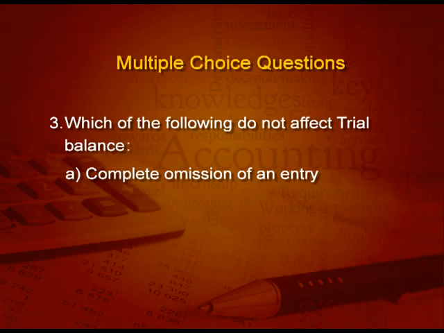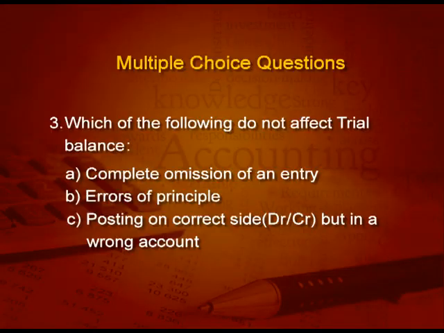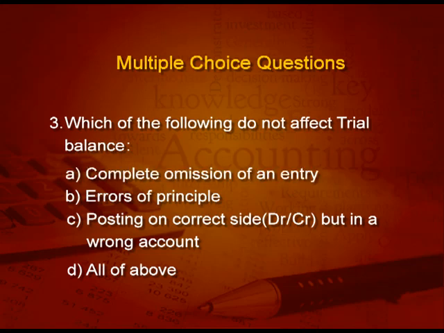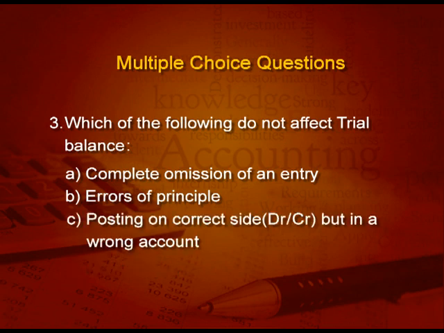First, complete omission of an entry, you think. Second, error of principle. Next, posting on the correct side, debit or credit, but in a wrong account, say for example Ram instead of Sham, but on the right side. And the last option is all of the above. It is a tricky question, think carefully. I am repeating it. Which do not affect the trial balance? First, complete omission, error of principle, posting on the correct side but in a wrong account, or all of the above.